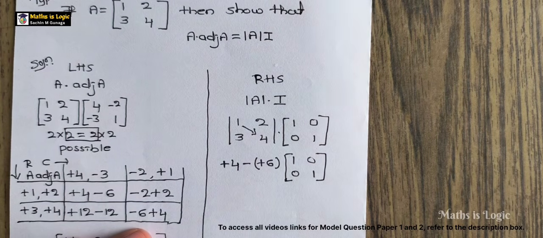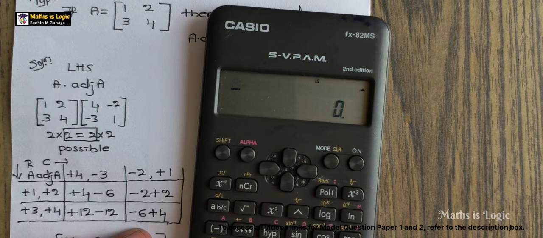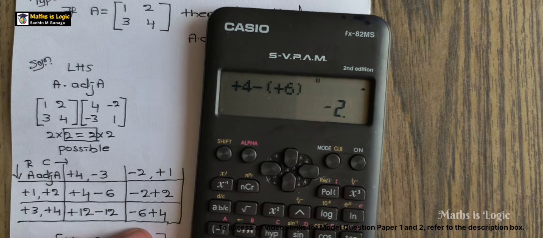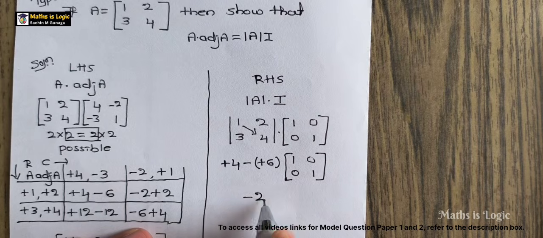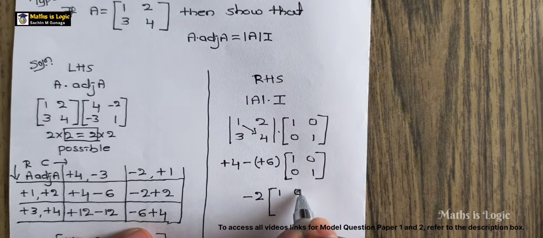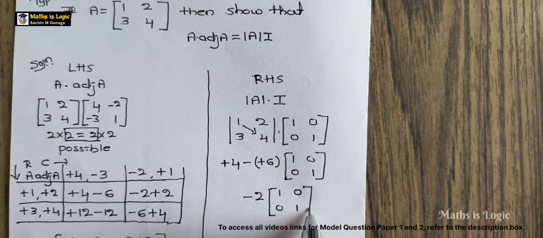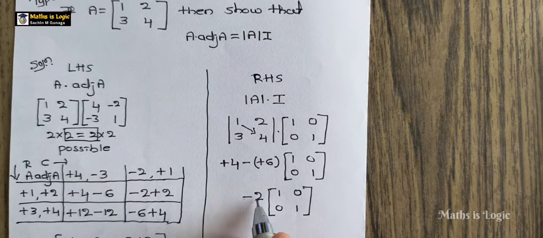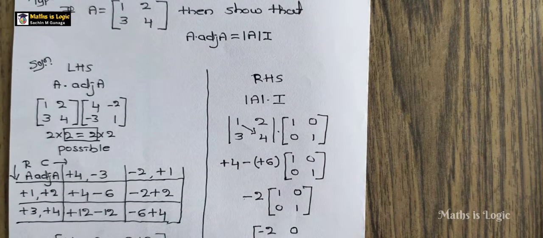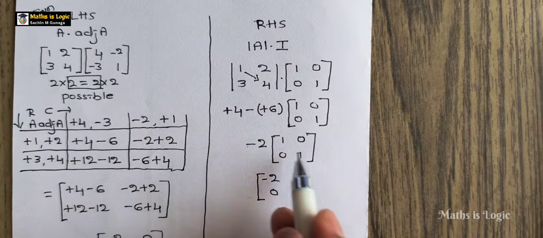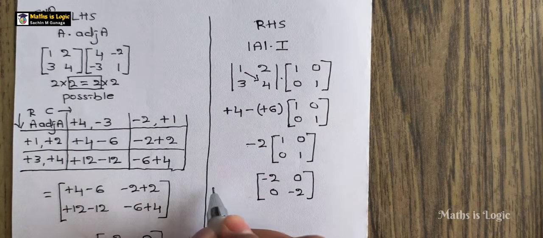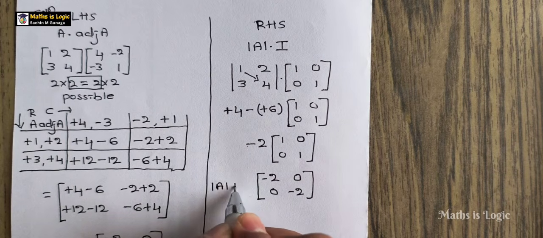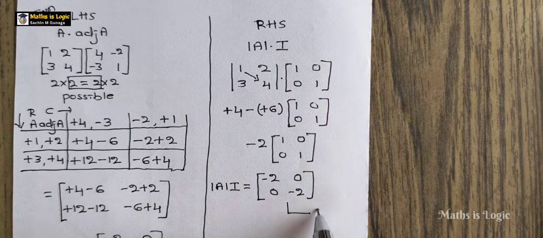Next, use the calculator. Plus 4 minus of plus 6, it will show you minus 2. So write minus 2 into the identity matrix 1 0 0 1. Finally, multiply. Minus 2 into 1 is minus 2, minus 2 into 0 is 0, minus 2 into 0 is 0, minus 2 into 1 is minus 2. So this is the value of determinant of A into I. Call this equation number 2.